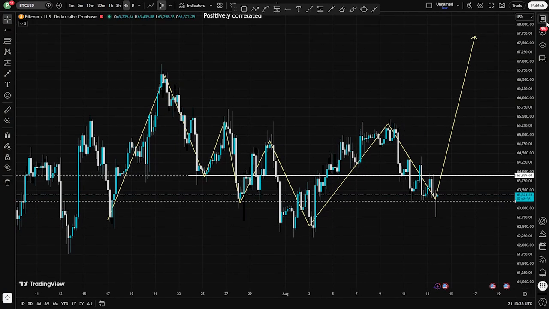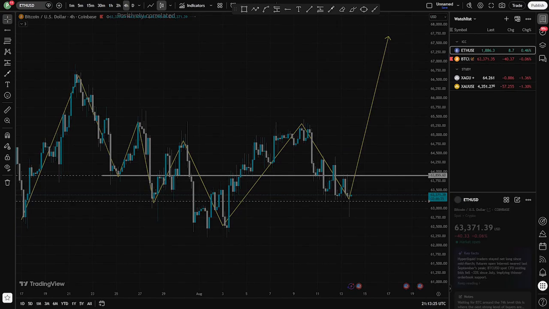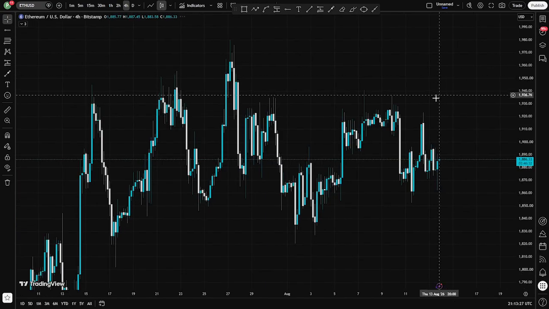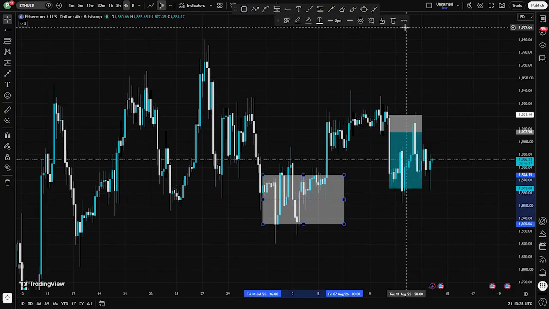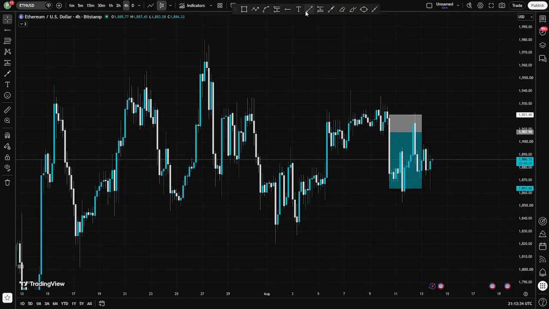Now when we look at Ethereum, you can see that the market was not very pleasant when it comes to Ethereum. So this is the trade I took on Monday, and I'm going to break it down. It was a win.